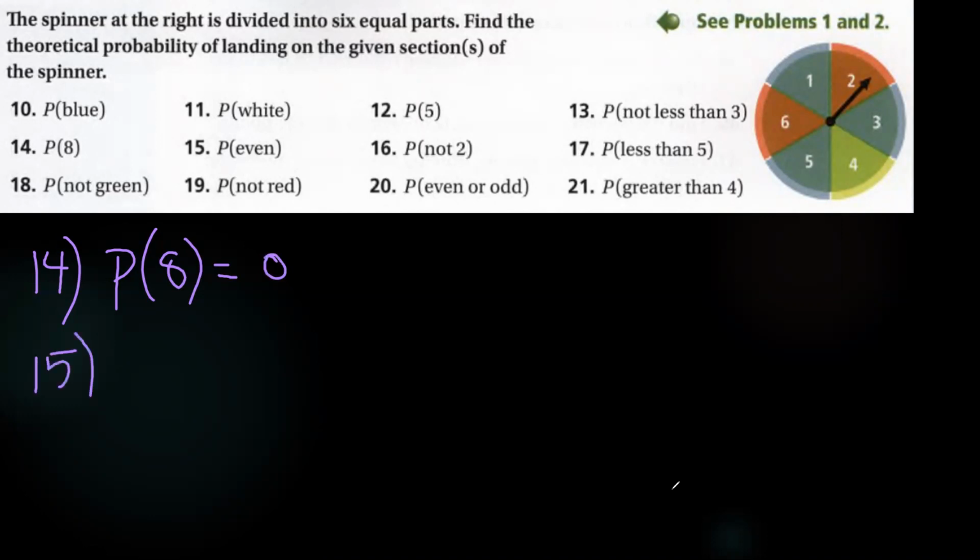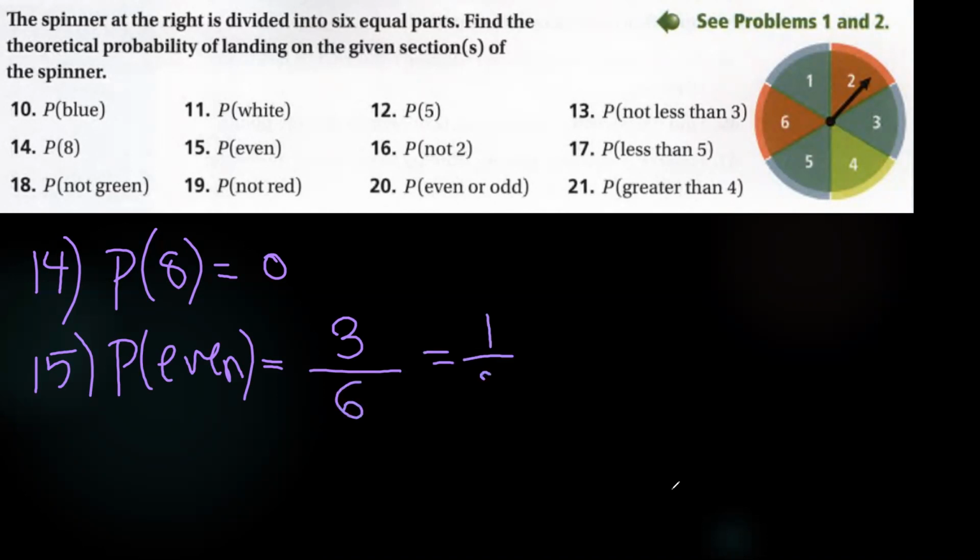Number 15. Probability of getting even. 3/6. How many numbers are even now? 2, 4, and 6. There are 3 numbers. Bravo. And over how many parts do we have? We have 6 parts. So we can say that the probability of getting even is half.